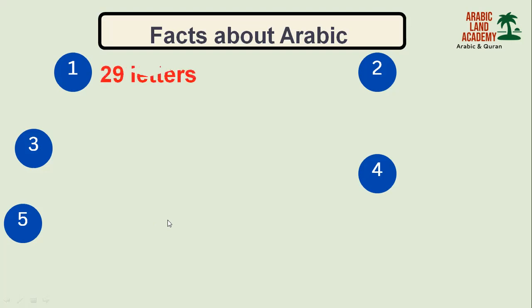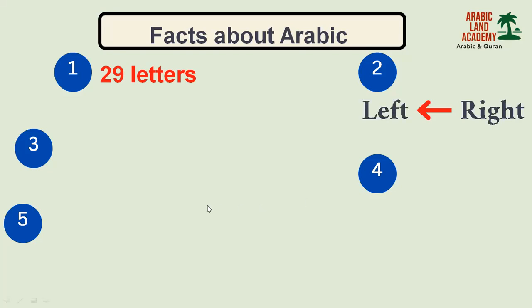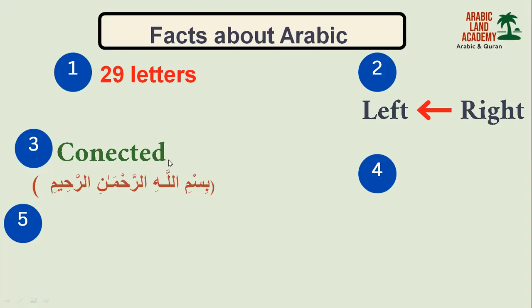First one, we already mentioned that we have 29 letters. The second fact is we read and write Arabic from right to left. Arabic letters are connected. They're not like this in English. No, they are connected like this. We don't write them separately.